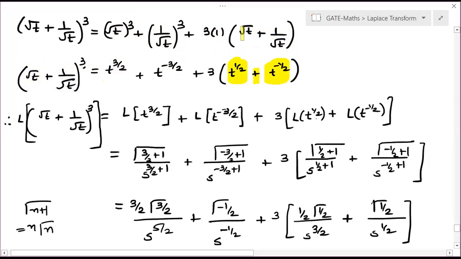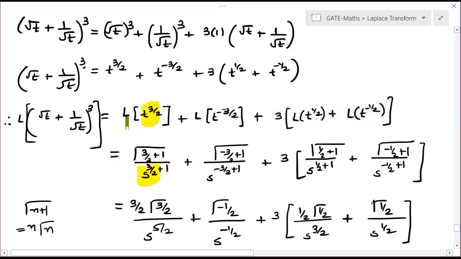Because root means it is t to the power half, and in the denominator means it has a minus power. Now, if I have to apply Laplace over here, this will become Laplace of this plus this plus this. Now Laplace of t to the power n is s to the power n plus 1 in reciprocal terms, meaning it is in the numerator, it should be in the denominator.